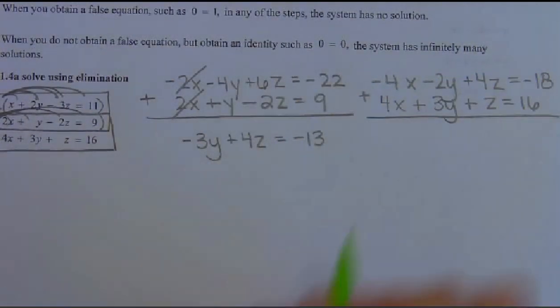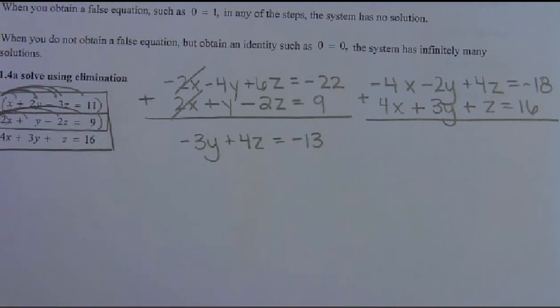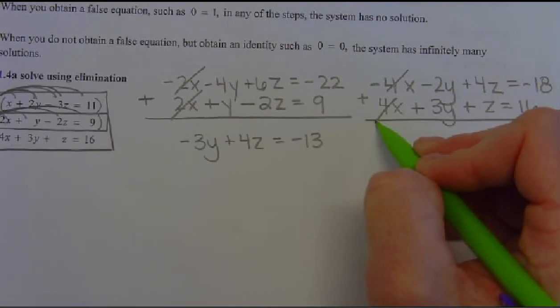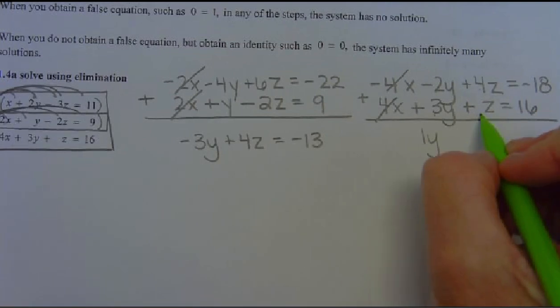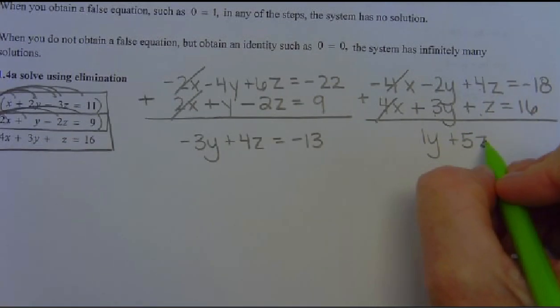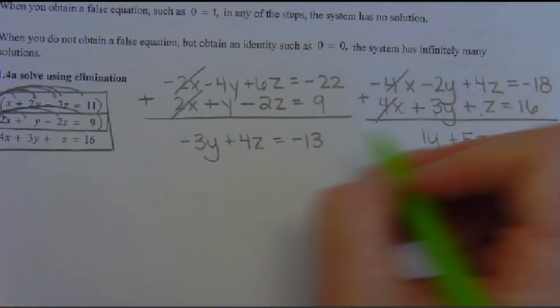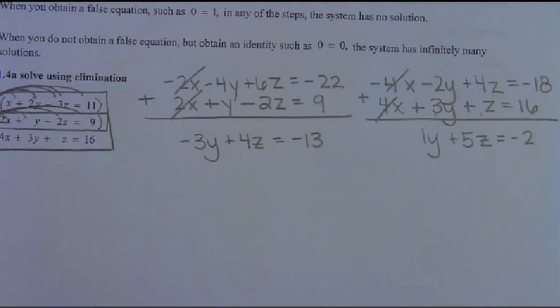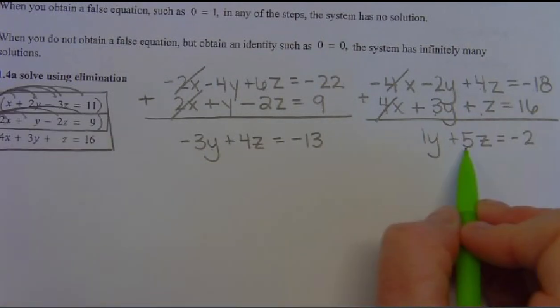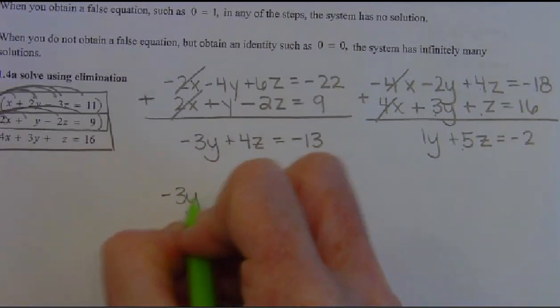And I add down again, just like I did before. So my x's will again cancel. -2 plus 3 is 1y. 4 plus 1 is 5z, and -18 plus 16 is -2. Then I take this one and I put those two together.